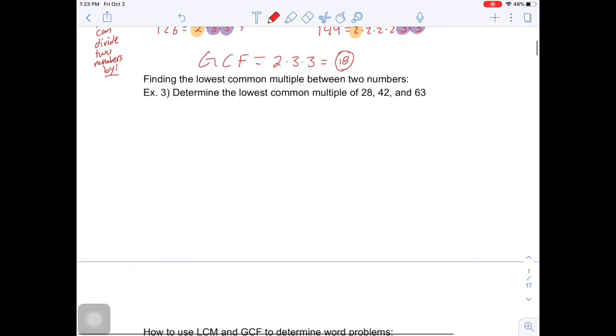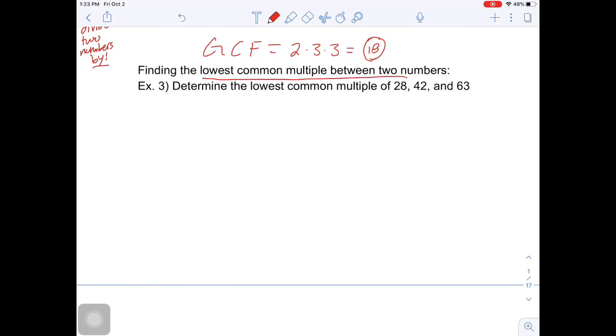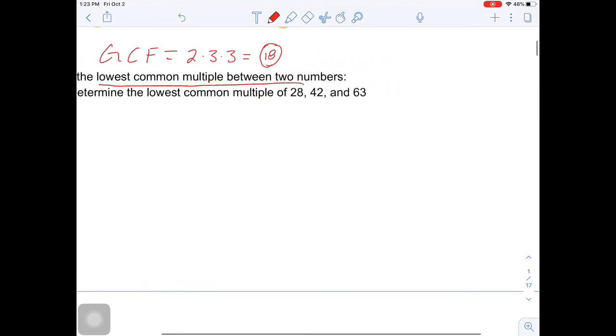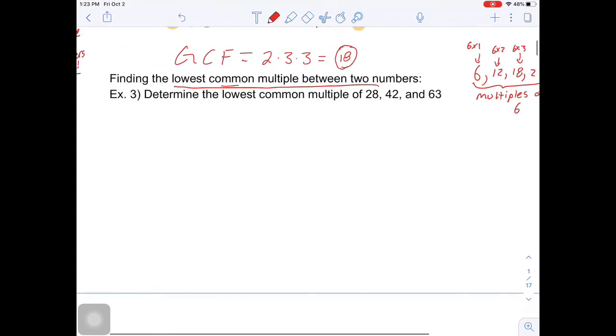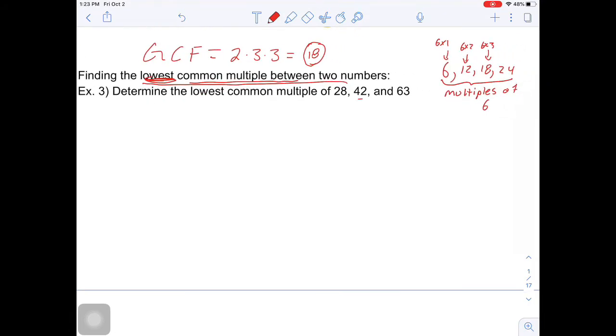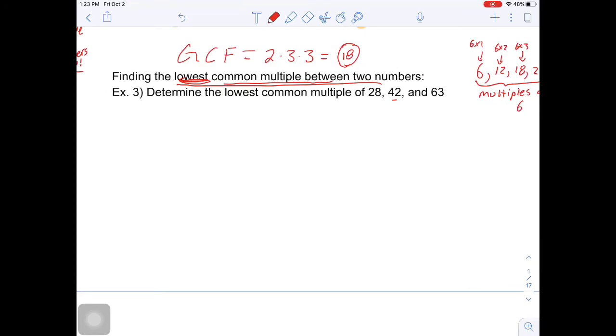Now something you can also do is find something called the lowest common multiple. So remember what multiples are. If I count up by 6, 6, 12, 18, 24, these are all the multiples of 6, right? Because this equals 6 times 1, this equals 6 times 2, this equals 6 times 3. So to find the lowest common multiple, you're trying to find at what point these numbers converge, okay? And again, you can use your prime factorization.